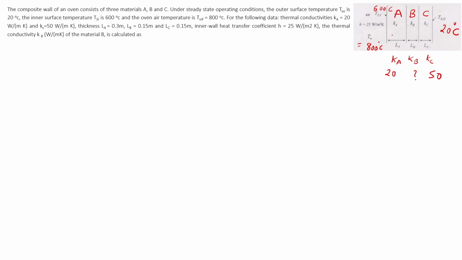We have been given the lengths 0.3, 0.15, and 0.15. Now one more piece of information, the heat transfer coefficient we have been given as 25 watt per meter square Kelvin, and we have to find the thermal conductivity of material B. So yes, we can write Q convection is equal to Q conduction for this entire system.